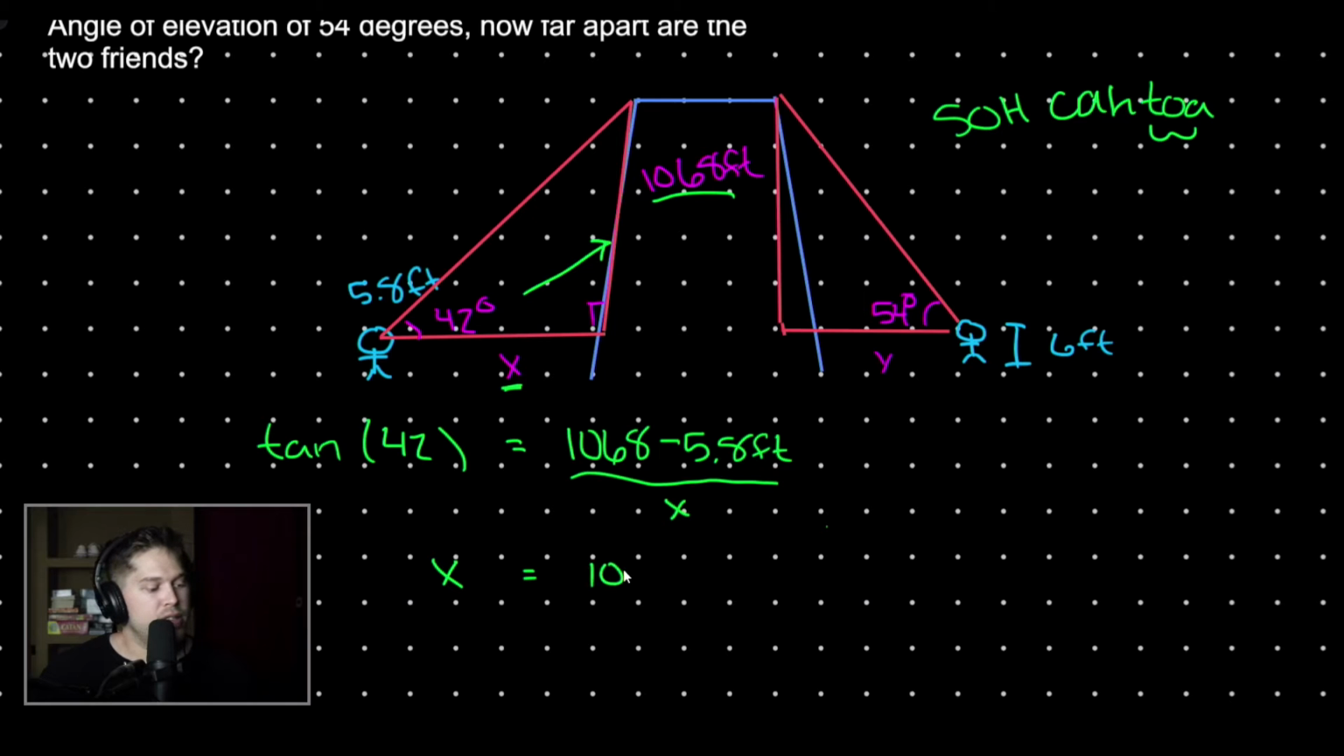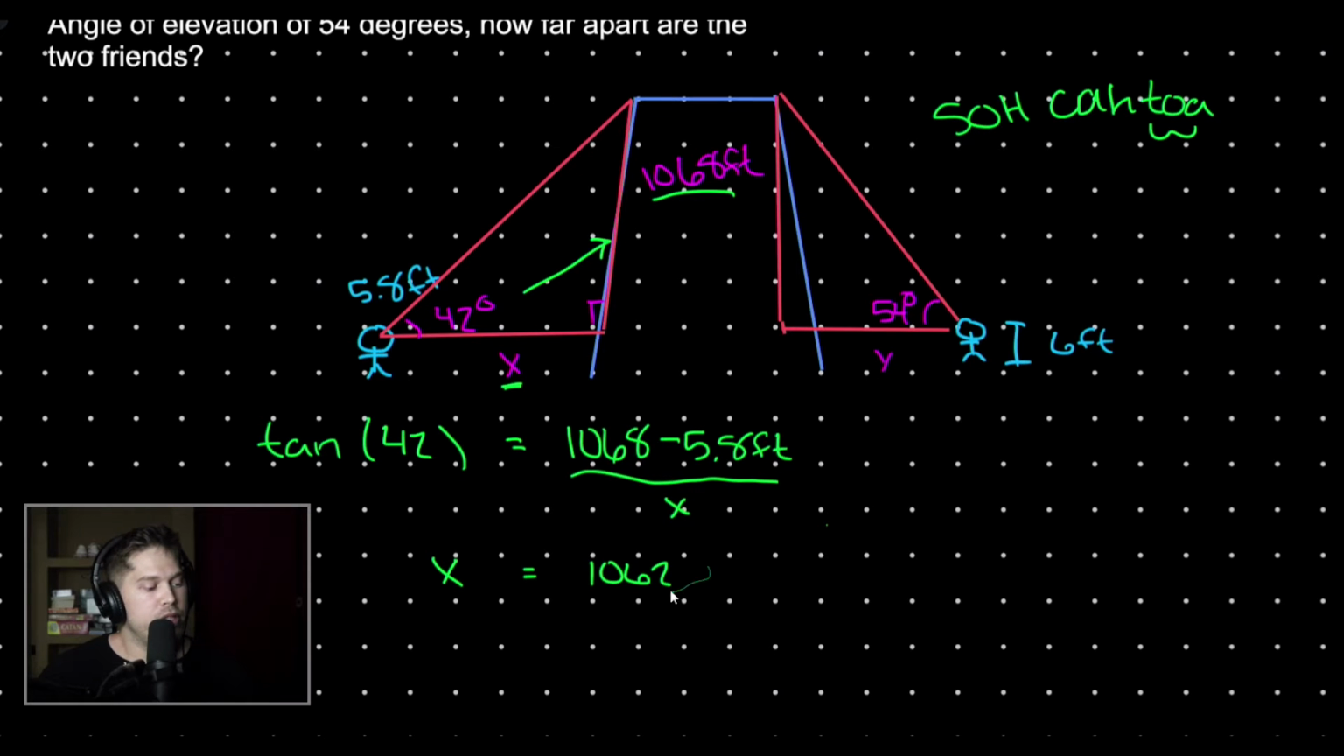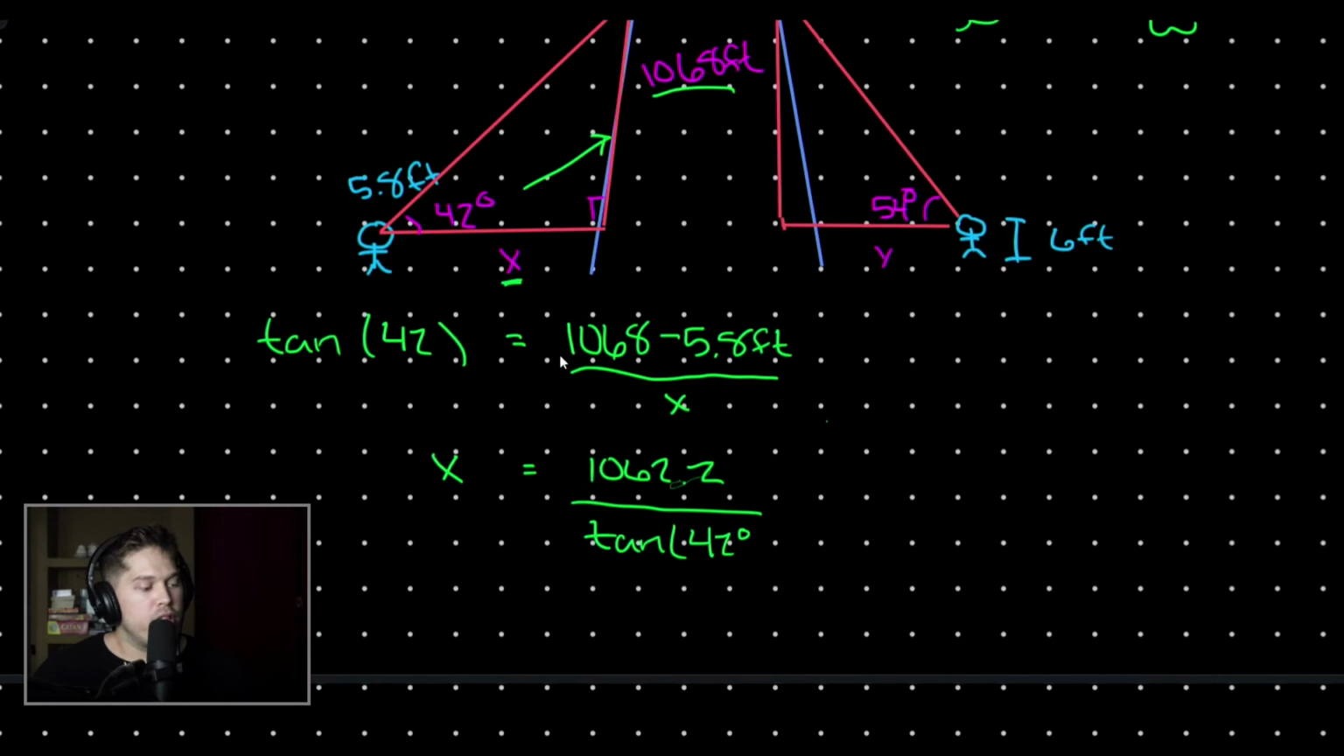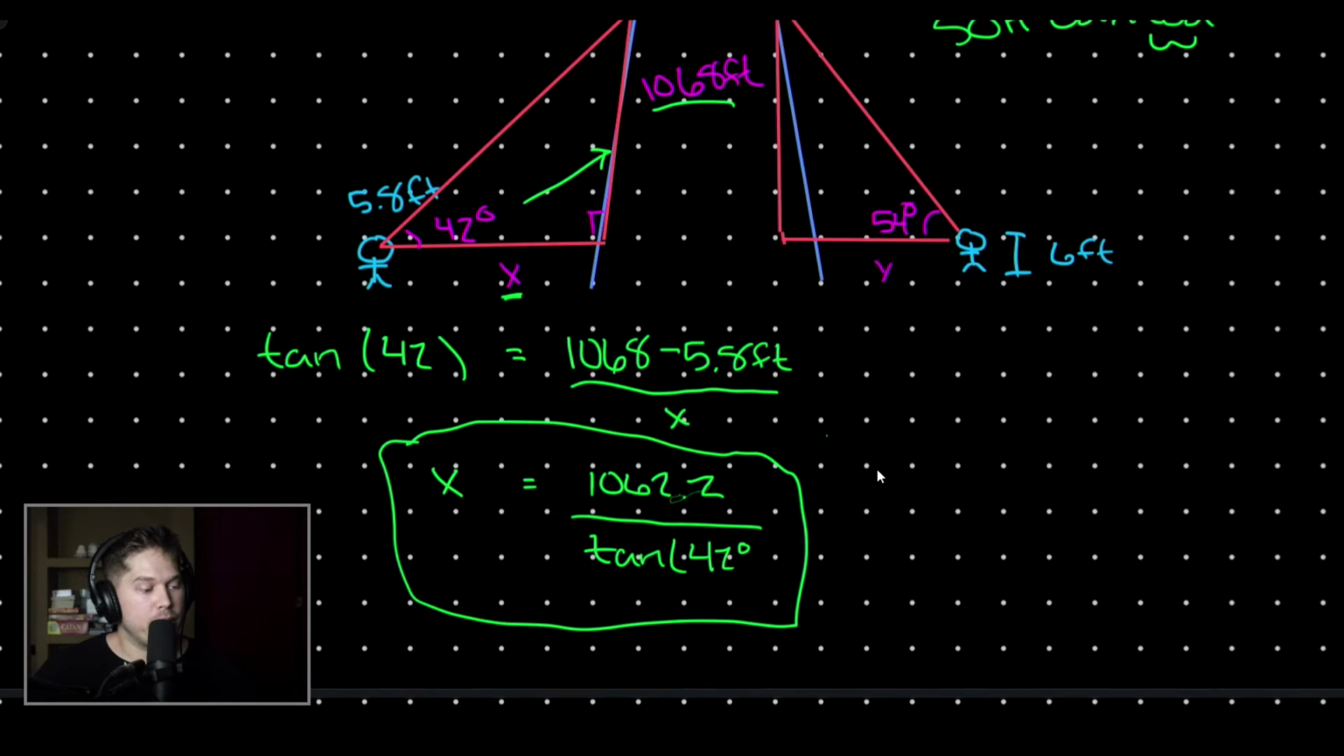So this is 1062.2 over tangent of 42 degrees. So this is what Griffin's distance from the base of the Eiffel Tower is. Now let's find Sean's distance from the base of the Eiffel Tower.